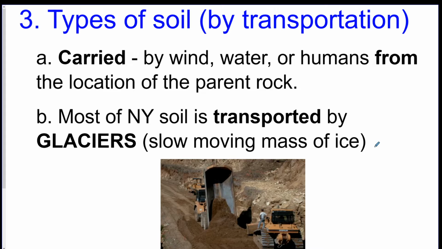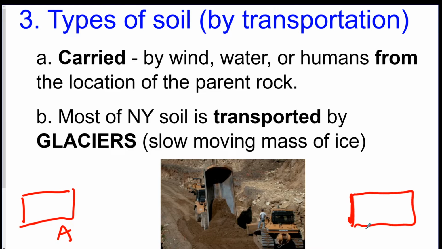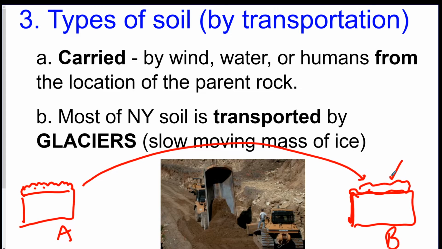So there's a couple different types. The first one is going to be transported soil. This is soil that was made from a different type of rock than where it is. So for example, we'll say rock layer A. This is all rock, and then rock layer B. Say I make some soil on rock layer A. And then the wind takes this soil and blows it over to this area. That soil is now here. This soil here would now be considered transported soil because it came from another source.